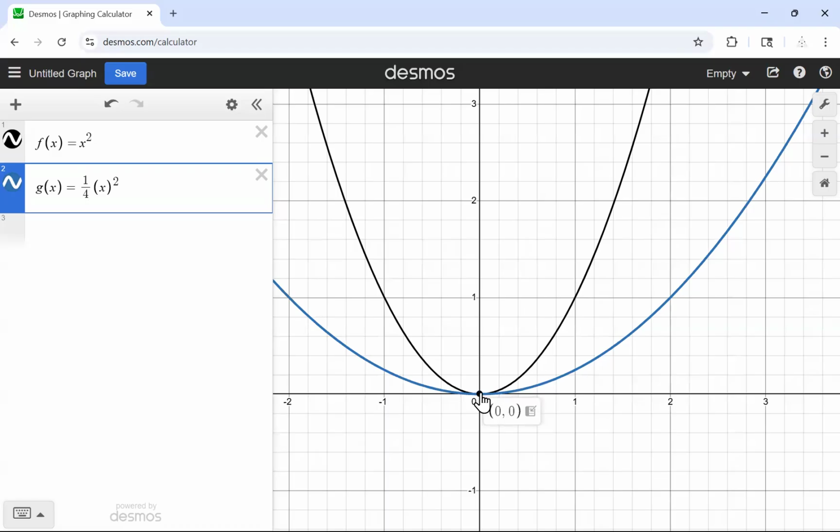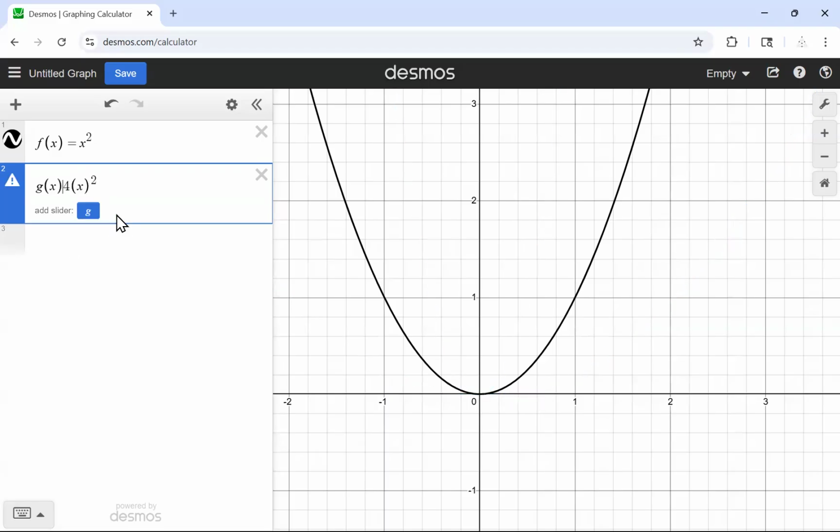By the way, notice that 0, 0 did not move because if you multiply 0 by any number, it still is 0. So that's our vertical stretch and shrink.